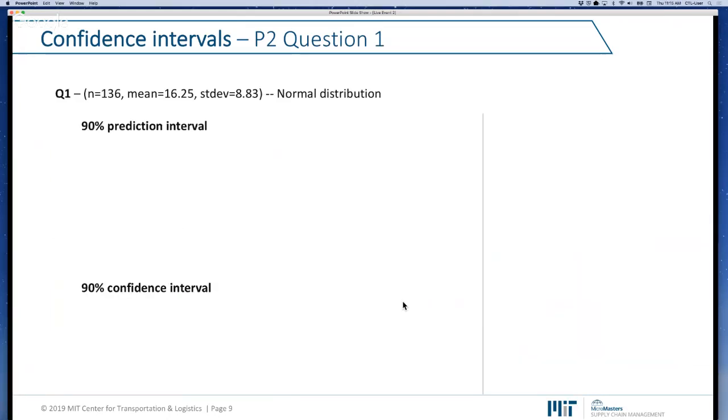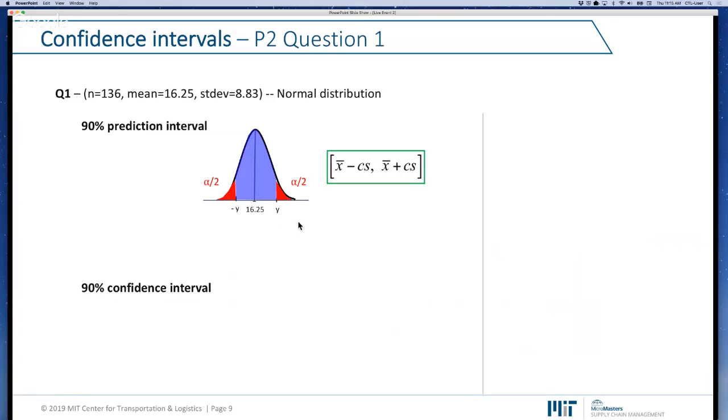So how do we solve the problem? For the prediction interval, we have the sample distribution with a mean of 16.25 and a standard deviation of 8.83. And we have to find these Y values that give us 90% confidence that any random variable will fall between them. This is the formula we use. We use the mean of the sample, that's the X, and the standard deviation of the sample, that's the S. But we are missing this value C. How do we calculate C?